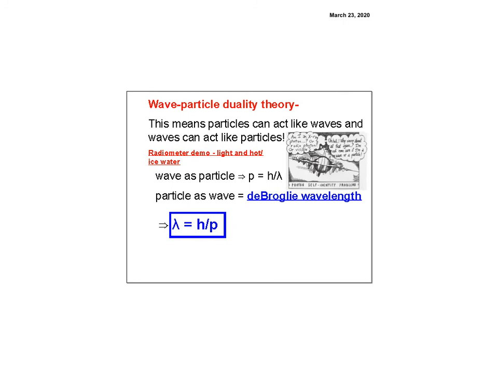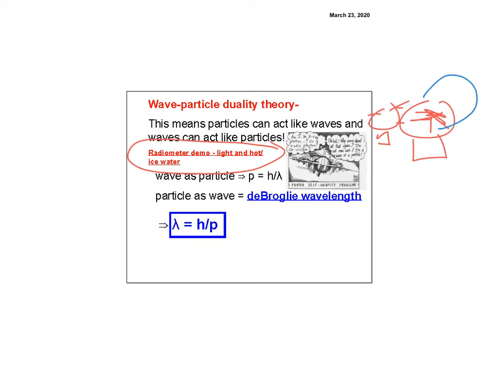So here we'll go back to that concept I was just talking about, that this means that particles can act like waves and waves can act like particles. We did the radiometer demo. Remember, you could do it with hot and cold water, but I didn't. It has a little thing in there and it's got a black side, and if you shine a light on it, it makes it spin. But it spins due to the difference in heat, not because photons bounce off of it. But it's the idea that a wave can act like a particle, can have a wavelength.